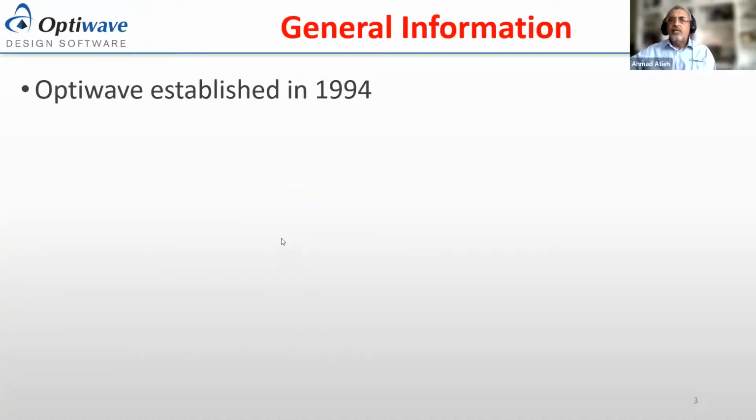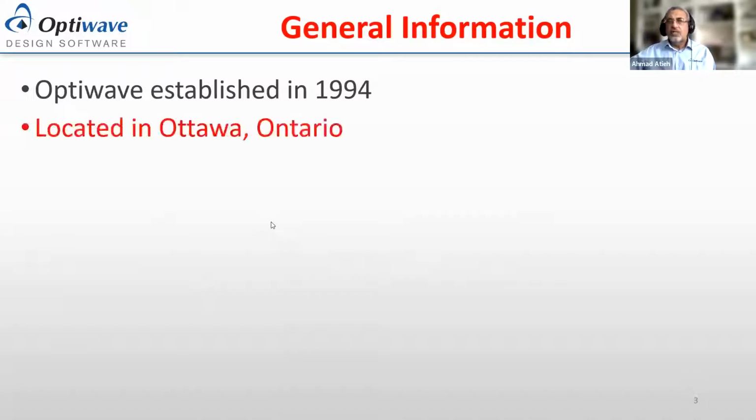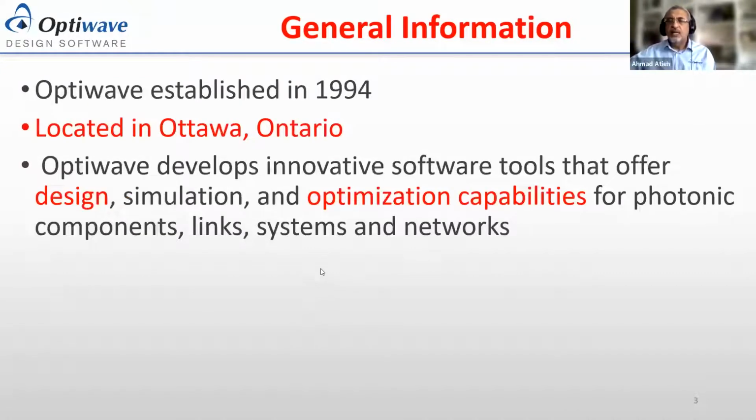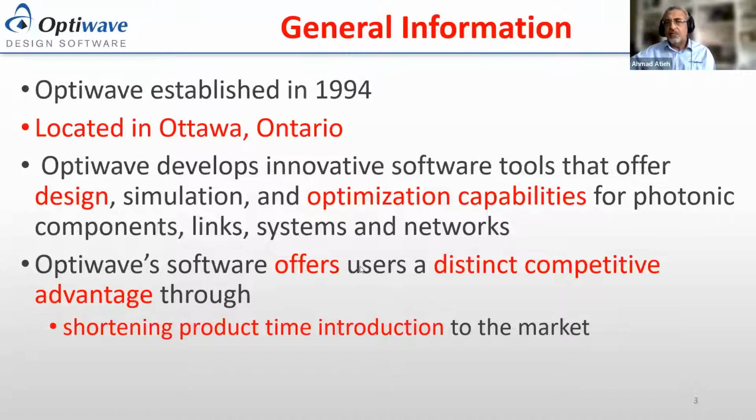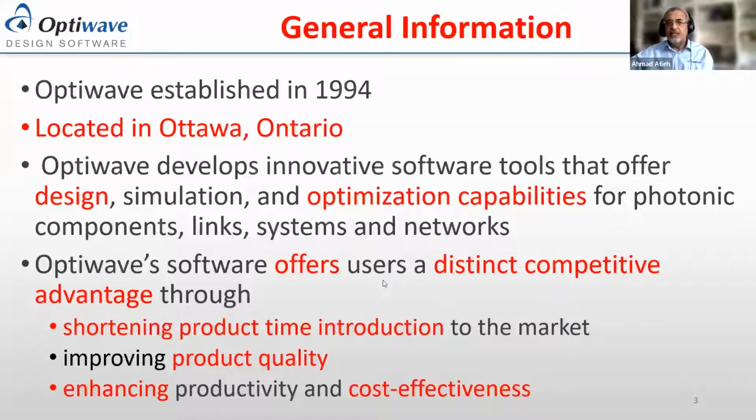Okay, OptiWave was established in 1994. It's located in Ottawa, Ontario, and mainly we do software products used for designing, simulating, and optimizing different photonics components, links, systems, and networks. OptiWave offers distinctive software and capability which could shorten the product introduction timeline to the market, improve product quality, and enhance productivity and cost effectiveness through pre-simulation before or during the process of manufacturing.